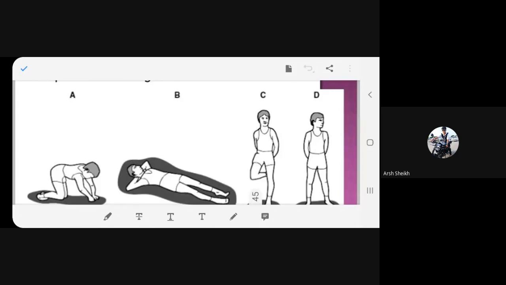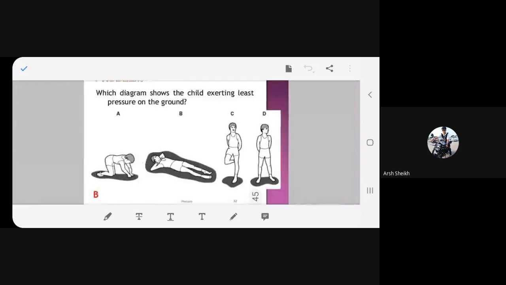Yes, that's very, very well explained. You're absolutely right. The surface area when you're lying down is the maximum, isn't it? So obviously pressure has to be low. So you're absolutely correct, beta. The answer is B. Okay? All of you understood?